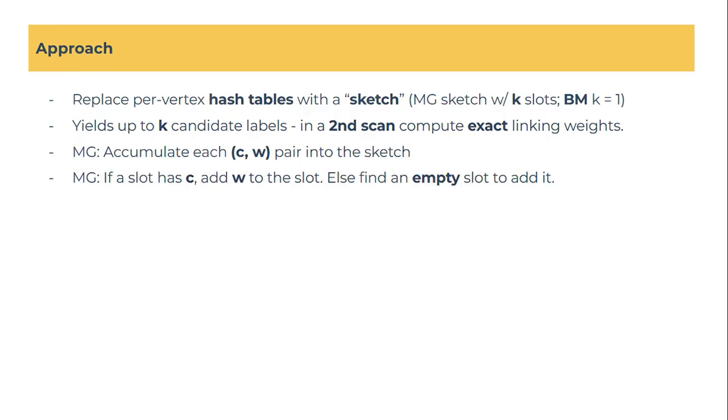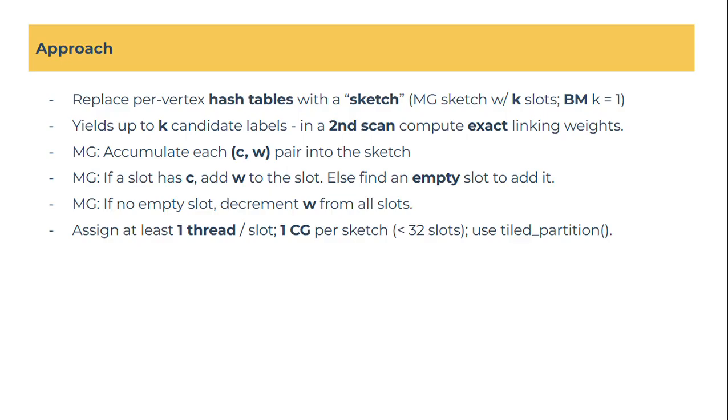So the Misra-Gries algorithm is as follows. We want to accumulate a label C and associated weight W into the sketch. So in the sketch, if a slot has C, we simply add W to the slot. Otherwise, we try to find an empty slot and add it to it. If there is no empty slot, we decrement W from all the other slots' weights.